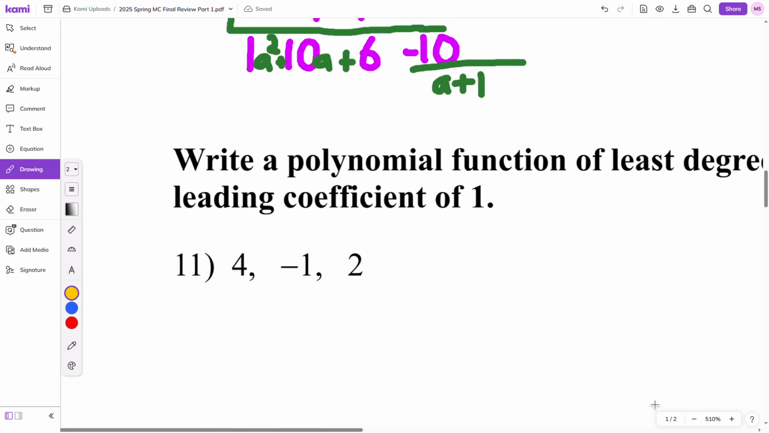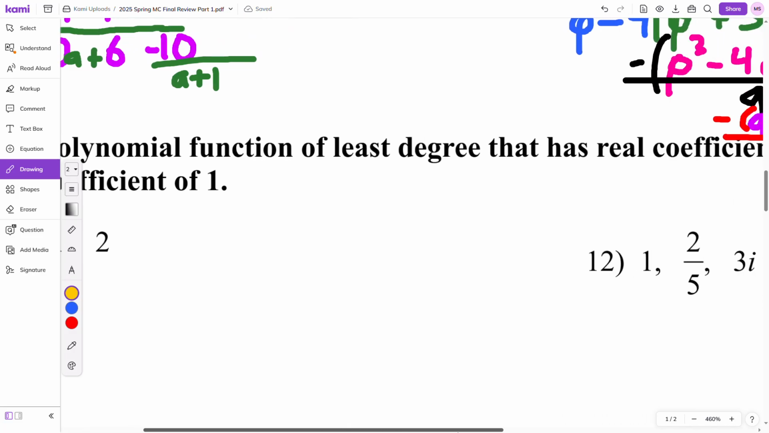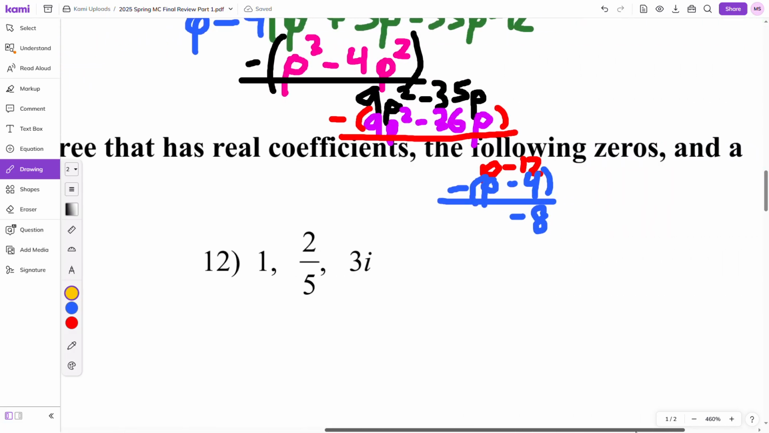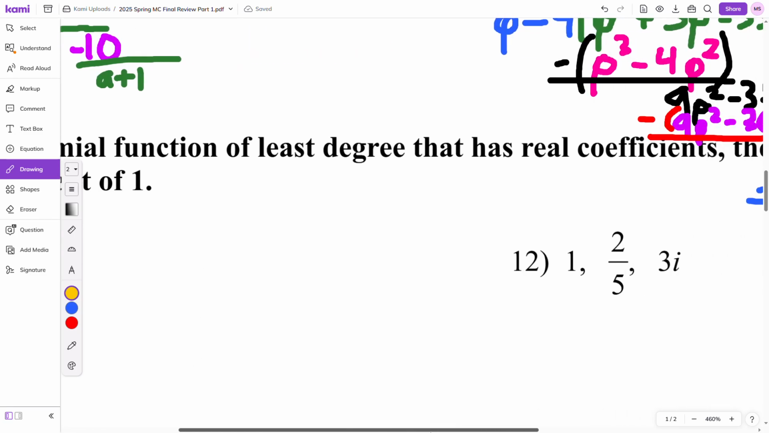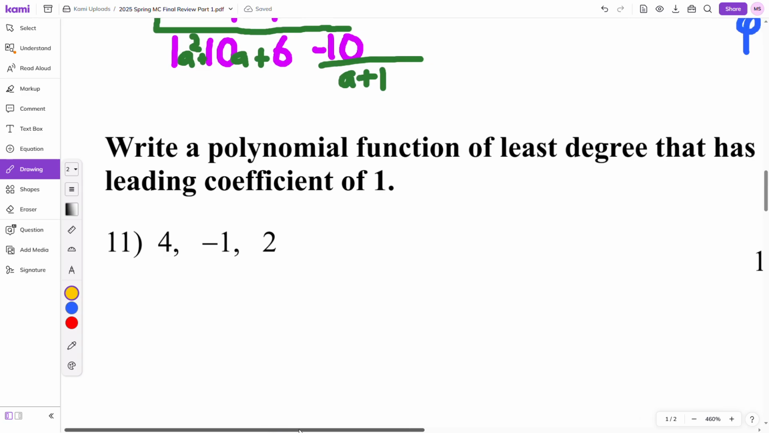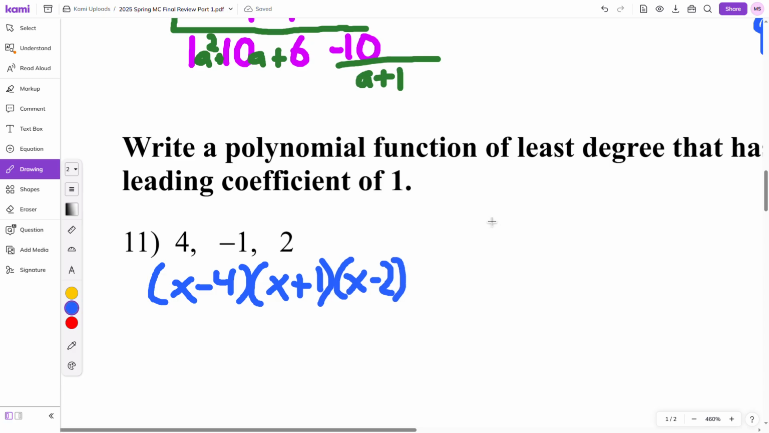Number 11. Now we're getting interesting. It says, write a polynomial function of least degree that has real coefficients, the following zeros, and a leading coefficient of 1. Okay. So if these are the zeros, it's simply x minus 4 times x plus 1 times x minus 2. And that would be it. That would be all you have to do. We don't need any more degrees. We don't need any coefficients.